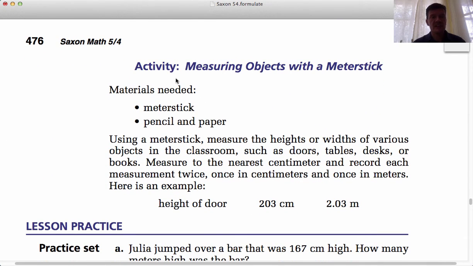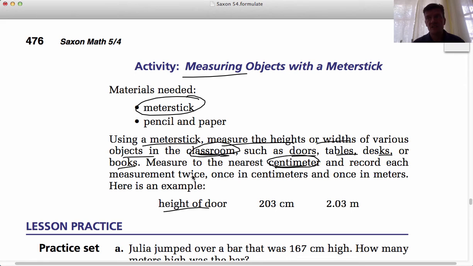You can look at this activity here. You can take a meter stick and you can measure different objects in the room. So using a meter stick, measure the height, width of different objects in your home, wherever, doors, tables, desks, etc., and measure them to the nearest centimeter, and record the measurement twice just because you want to double check. Sometimes you get one measurement, maybe next time you position the meter stick a little bit differently, or you adjust it and get a different measurement. But also you're going to measure in centimeters, and also you're going to do it in meters. So it's the same meter stick, same object, but you're just going to record it in centimeters and in meters. Okay?